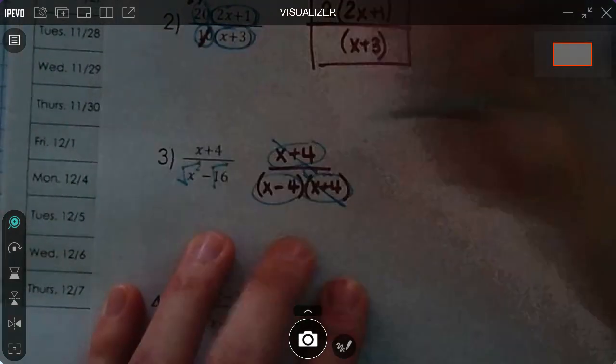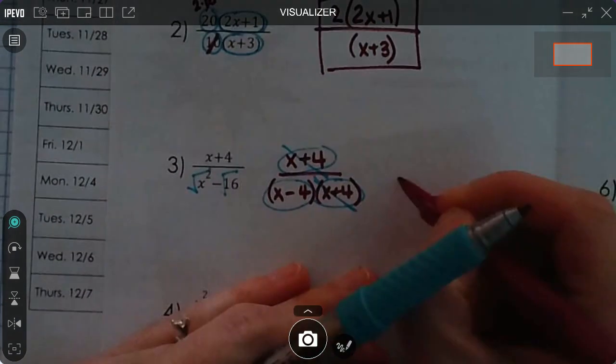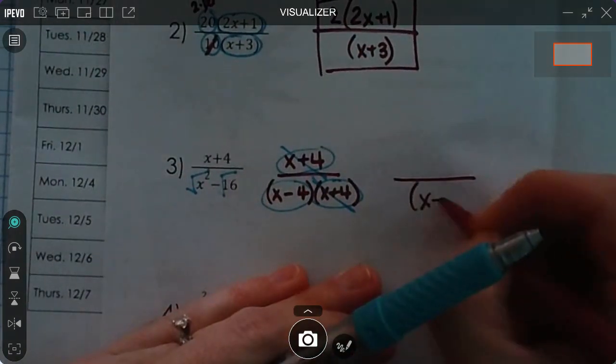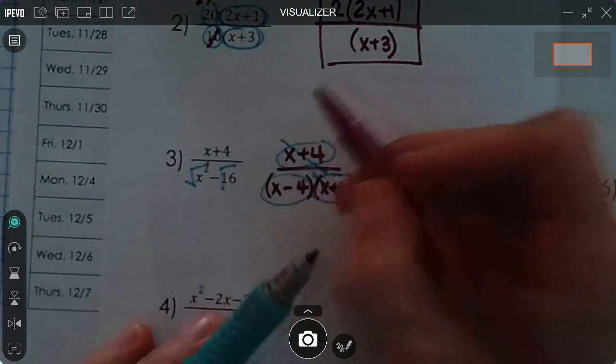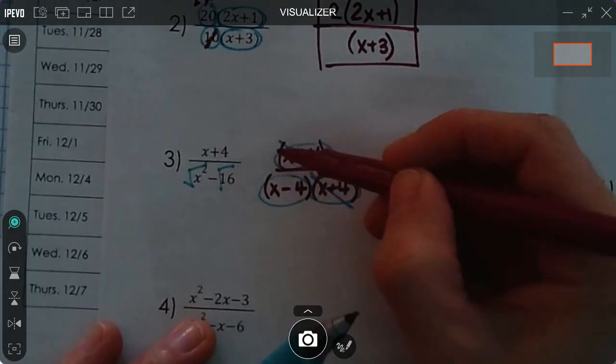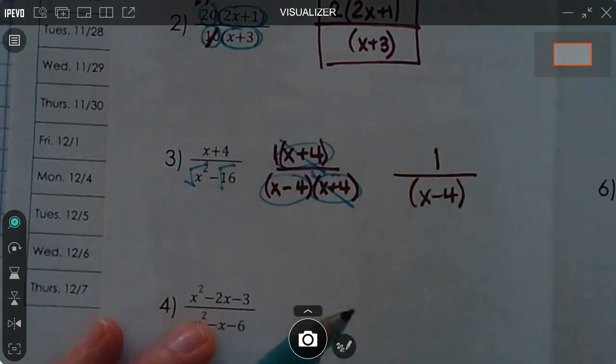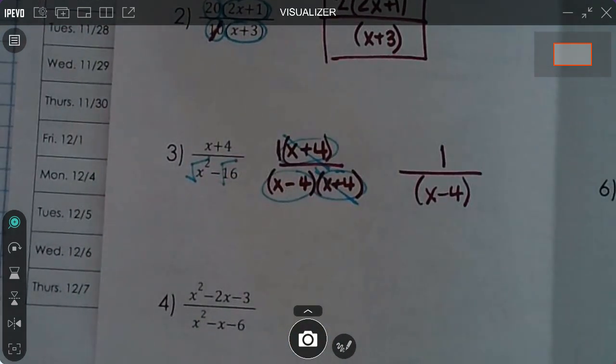So what can happen to those whole things? They mark out. Where is the x minus 4? On the bottom. Now, we can't just leave it blank on top. If I put parentheses, what's really out here in front that we don't have to write? A 1. There is still a 1 on top. So if everything in the top cancels, there is still a 1 there. Okay? That's my answer.